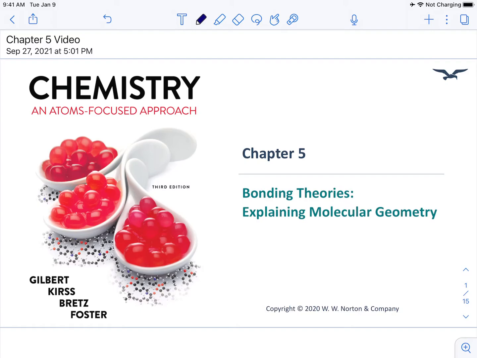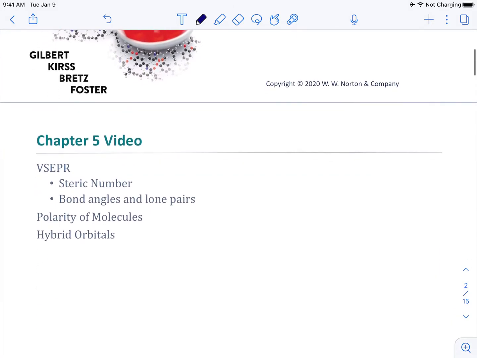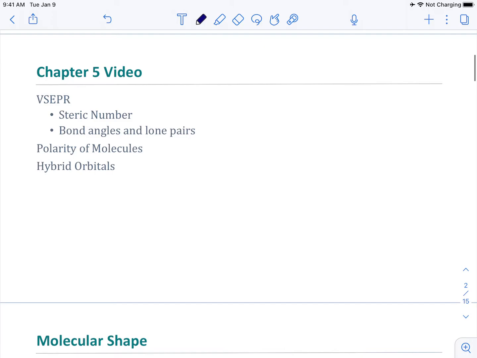This chapter is kind of complicated, so the video should be short because we're only covering part of the chapter, and there's only so much I can do in a video when the topics are this advanced. So, what we're looking at doing is introducing VSEPR, talking about steric number, bond angles and lone pairs, and getting a feel for the shapes of molecules.